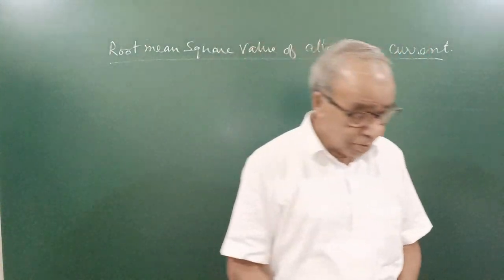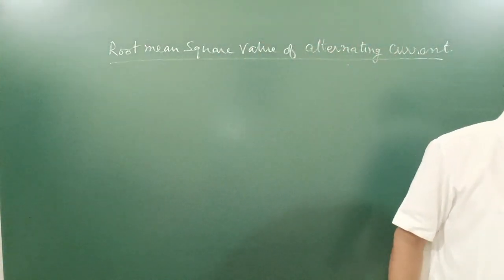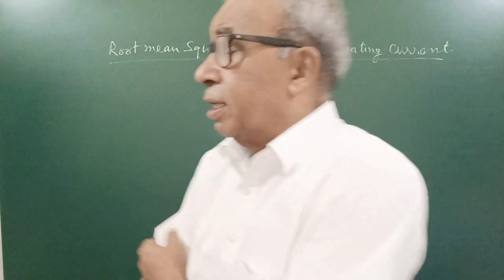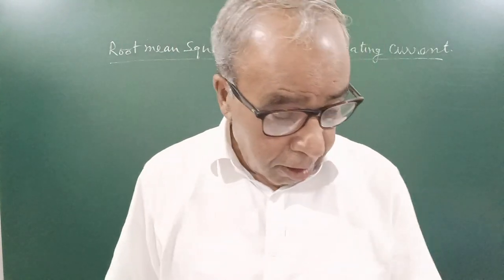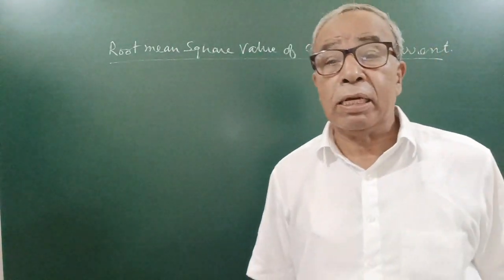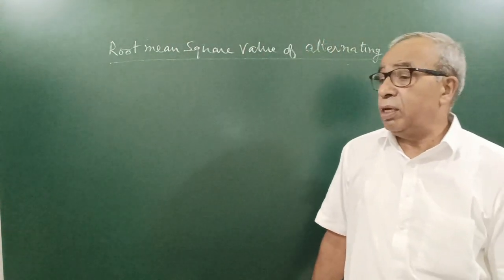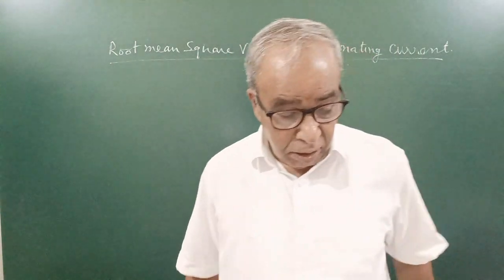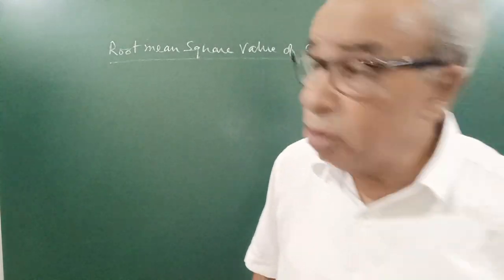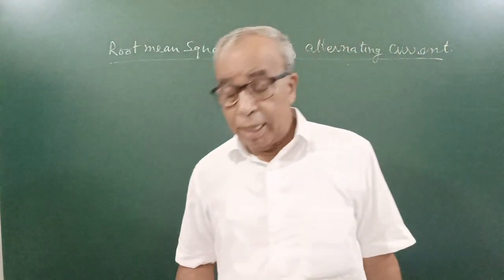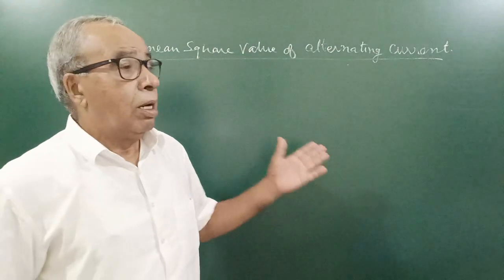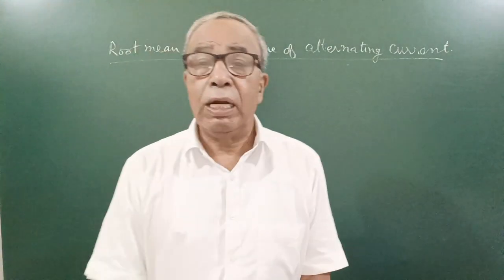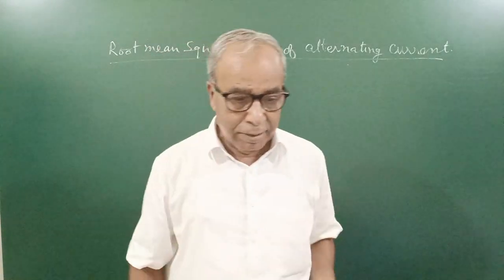Yes, friends. We are discussing alternating current. In the last videos, I defined alternating current and the measurement of alternating current. I told you that we can use only the heating effect of current to measure alternating current. We measure alternating current as well as alternating voltage. So which value of the current and voltage is measured by any ammeter or voltmeter?